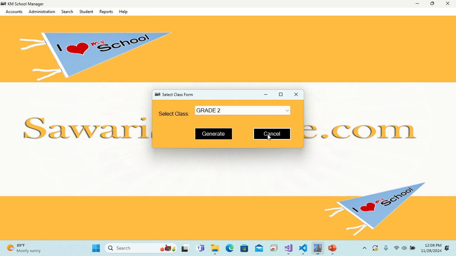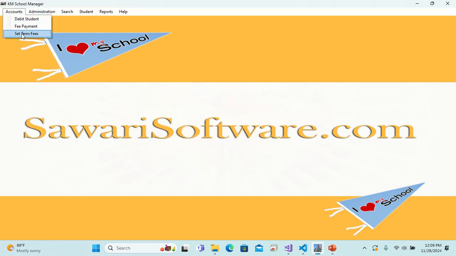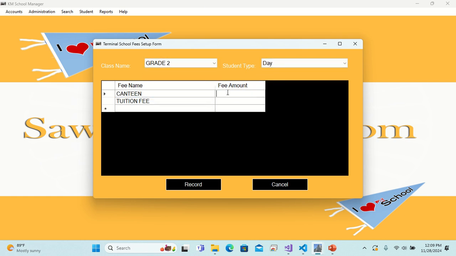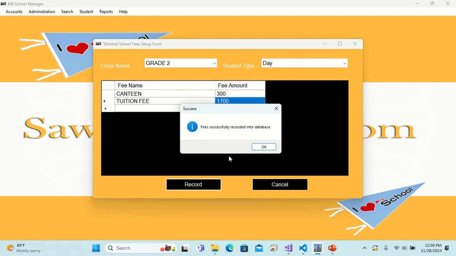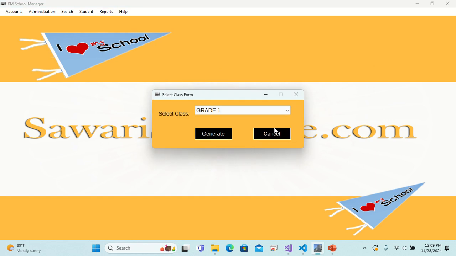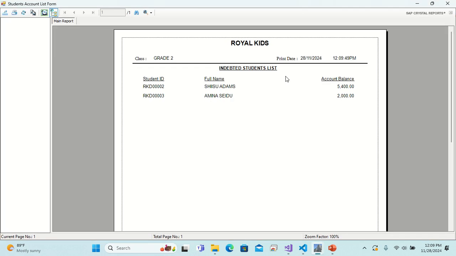Now let's do the same thing for grade two, but have day students. Let's set up their fees too. We've been saying that they will eat the same. This is a day student feeding, let's say 300 if they just take lunch. Then tuition 1,700. So this is 2,000 together, right? Okay, let's do this. Now let's go again to grade two and see the situation there.